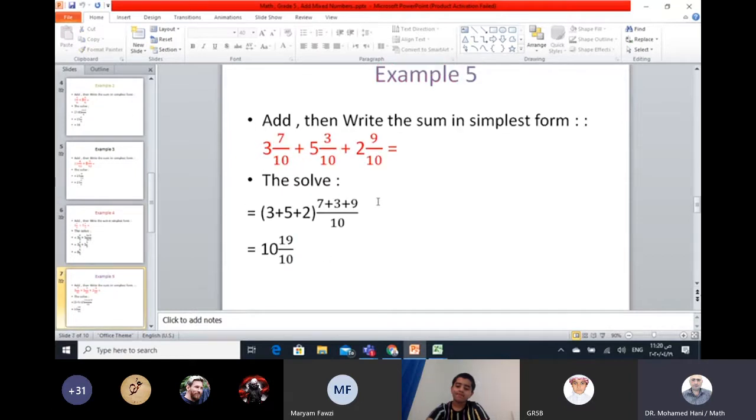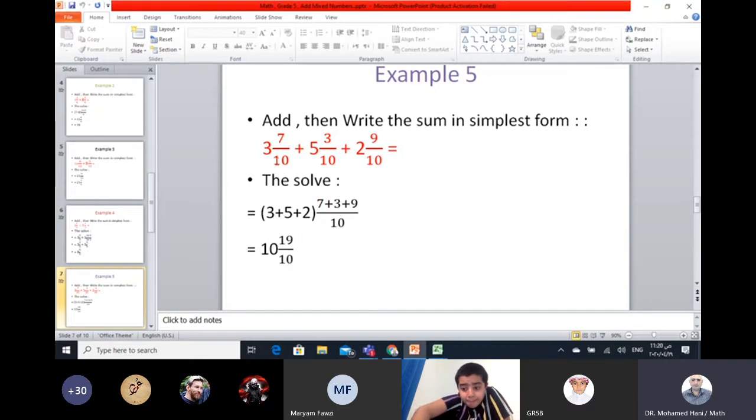Example 5. Add and write the sum in the simplest form. We have here 3 mixed numbers, and we want to add them all. As you see here, we have 10, here 10, here 10, which means I have like fractions. I have like fractions, so I can add directly.